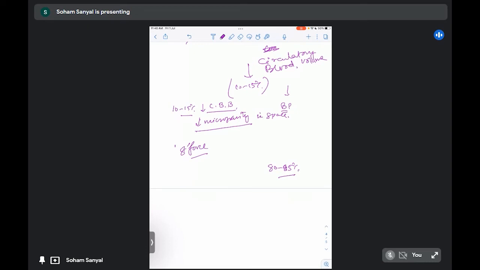So immediately on return, he will be having a fall in BP, and to counter this, he will be having a doubling of heart rate. Just to counter that, once he comes back, try to understand.